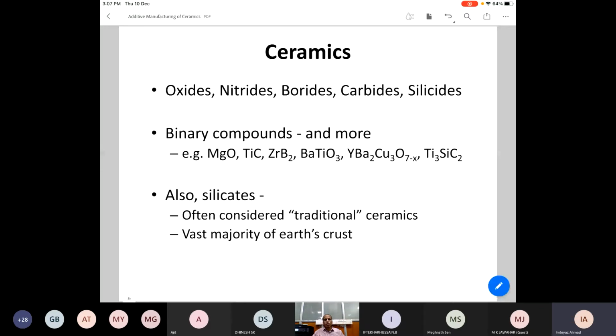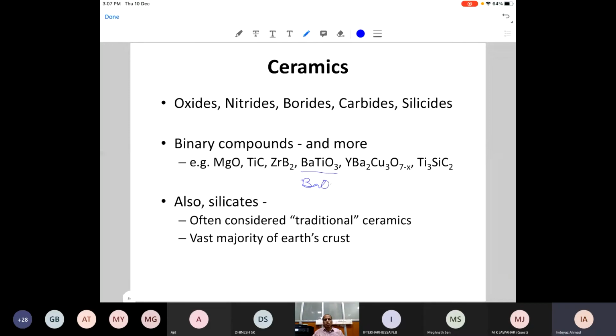this one, it is a mixture of BaO. By reaction of these two, you can say it forms. So that's why I have classified it as again a binary compound, because it's essentially a mixture of two compounds. Also, silicates: a lot of traditional ceramics are actually silicates, and silicates are also the vast majority of the Earth's crust.